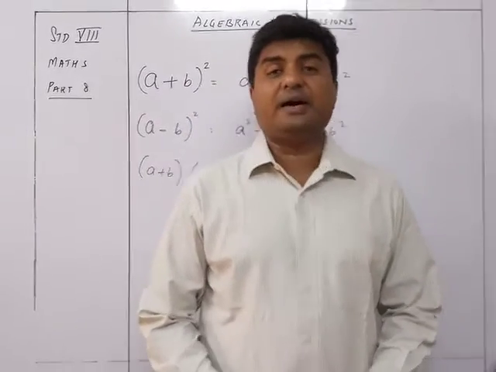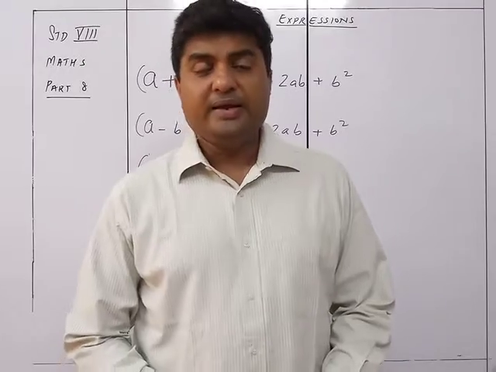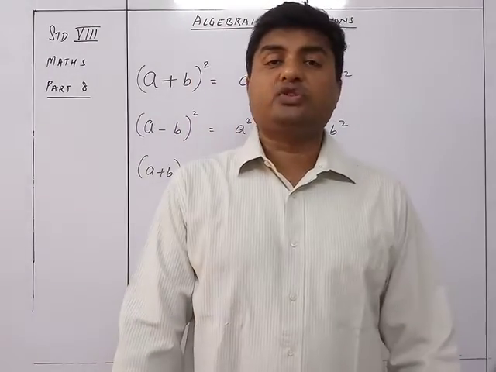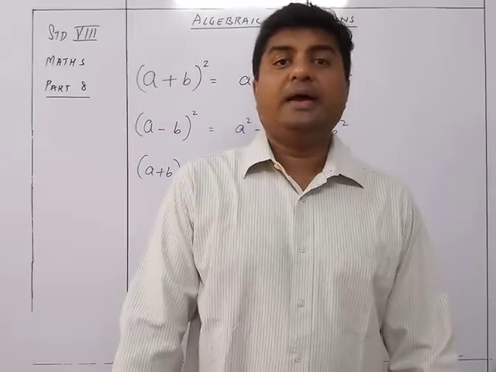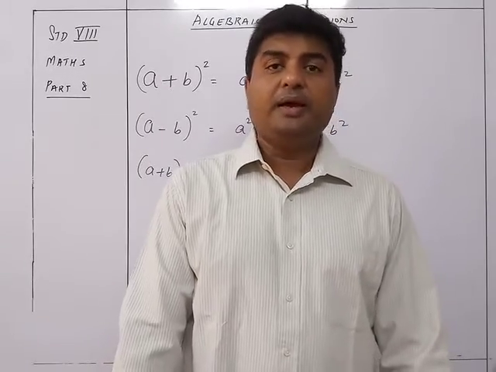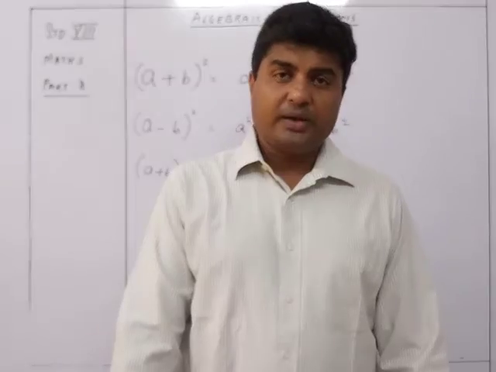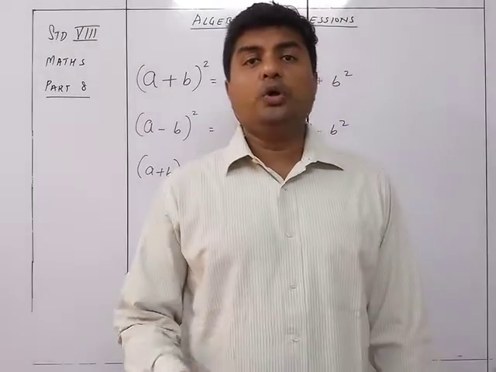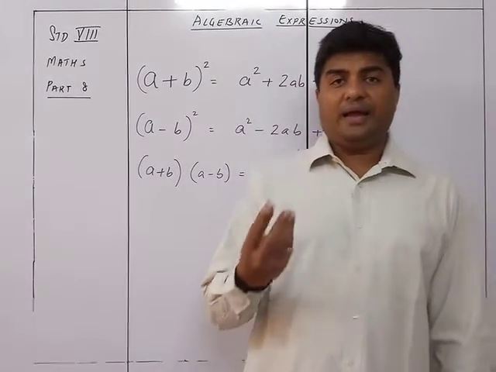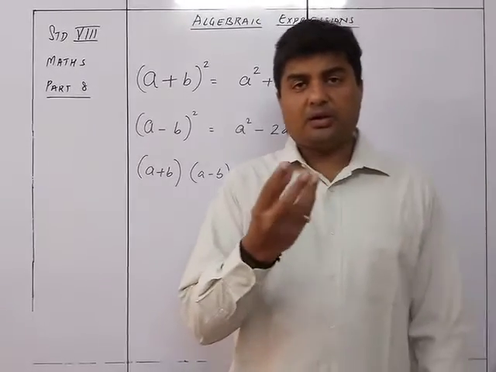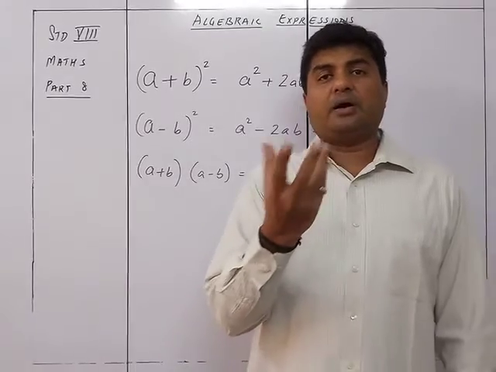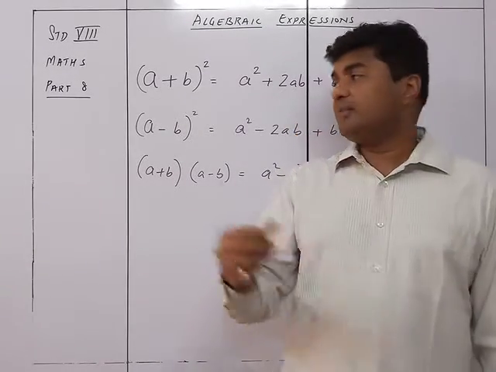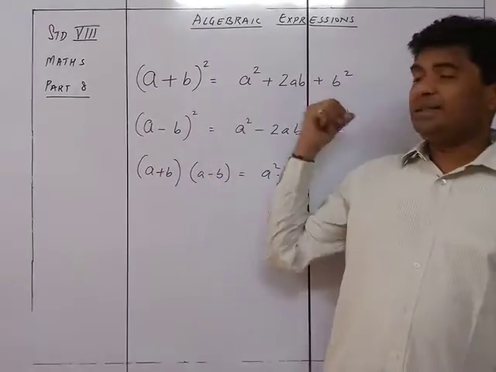The three identities are a plus b the whole square, a square plus 2ab plus b square, a minus b the whole square, a square minus 2ab plus b square, and a plus b into a minus b is a square minus b square. So whenever you are given any particular sum, you are going to compare the binomial given to you, each and every term, with a and b and accordingly get the answer.